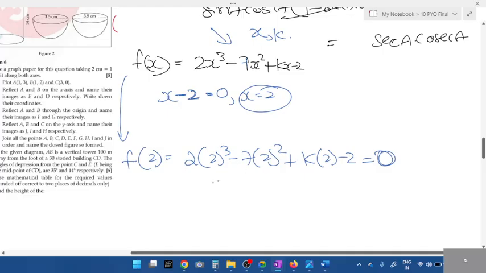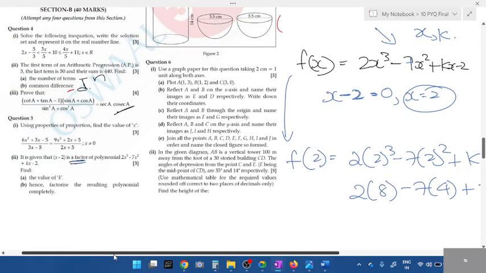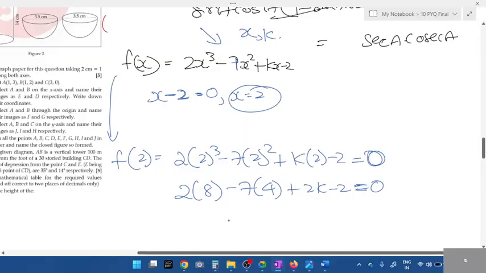Find the value of k, students. 2 into 8 minus 2 is equal to 0. Solve this equation, you'll get the value of k. Factorize completely.